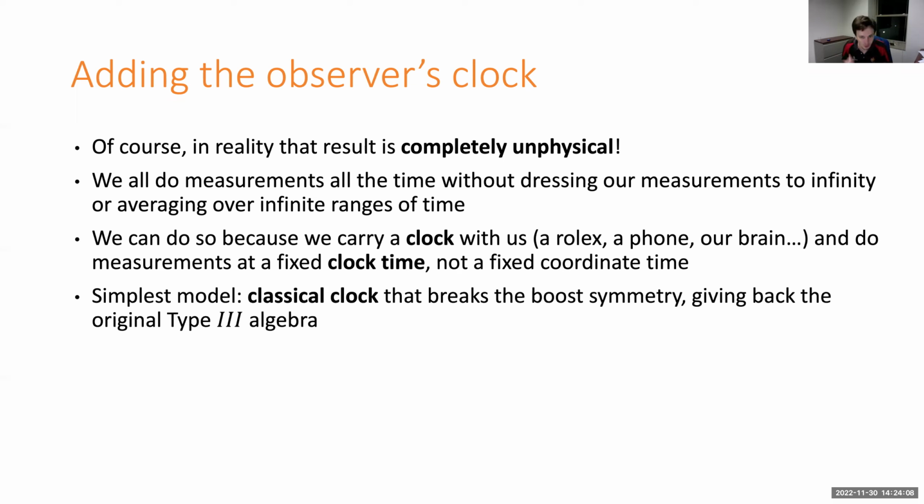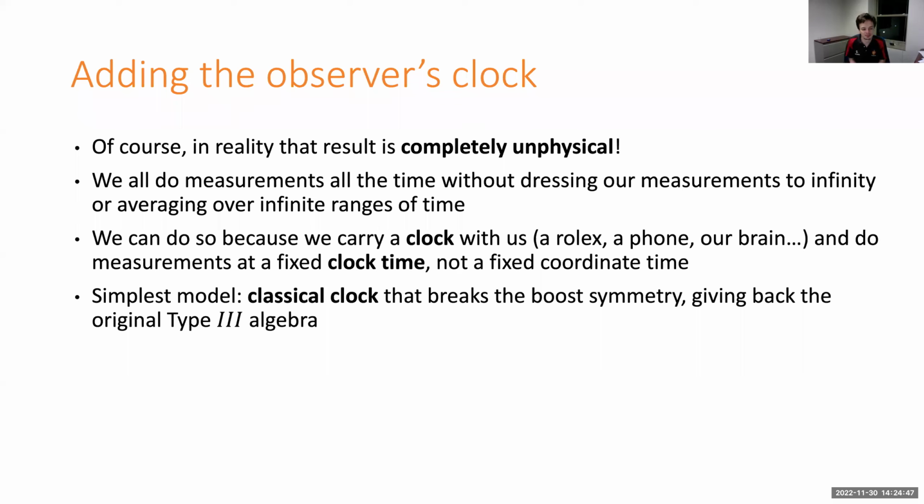Okay, so we want to have the physical result that the observer can do measurements, then we need to give them some sort of clock. The simplest, stupidest model would just be a classical clock, so some label on their world line that is monotonically increasing as their world line goes forwards in time. That will break the boost symmetry, so we'd end up with just the remaining isometries being rotations, and we just get some sort of type 3 algebra. That's fine. It's a perfectly reasonable story as far as it goes. We still can't define entropies because it's type 3, but that's life.